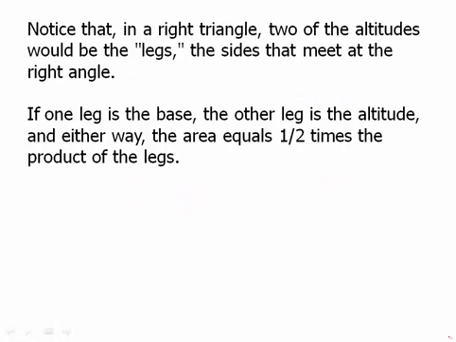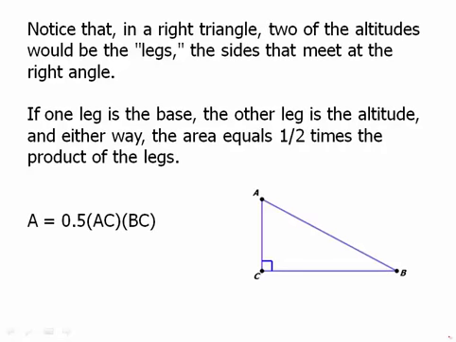Notice that in right triangles, 2 of the altitudes would be the legs, the sides that meet at the right angle. If one leg is the base, the other leg is the altitude. And either way, the area equals 1/2 times the product of the legs. So it doesn't really matter whether we call AC the base and BC the height, or call BC the base and call AC the height. Either way, we're going to wind up with an area 1/2 AC times BC. So that's how you find the area of a right triangle.